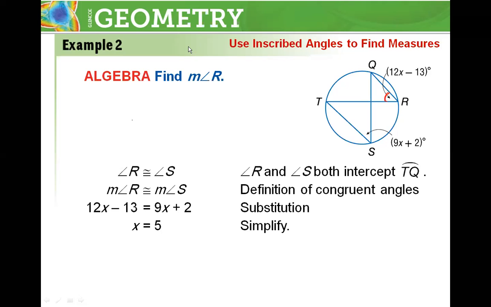12 times 5 minus 13, which equals 47. Yes, substitute the value of x, which is 5, here. So 12 times 5 minus 13 is the result, which is 47. Please write the answer of this example.